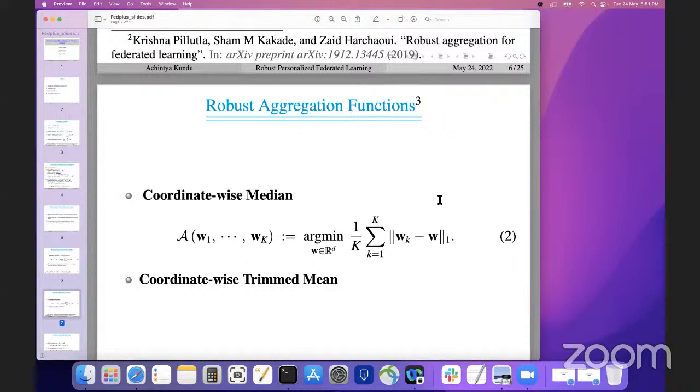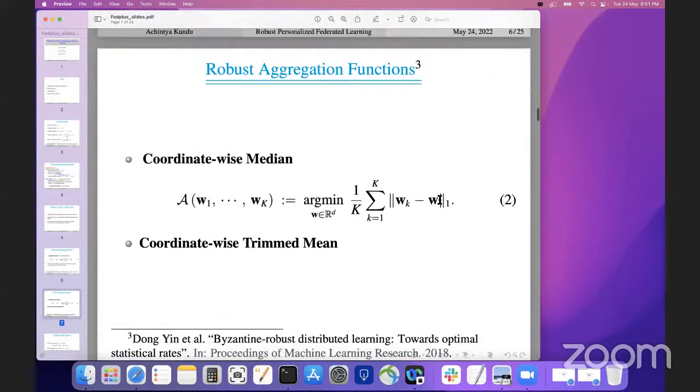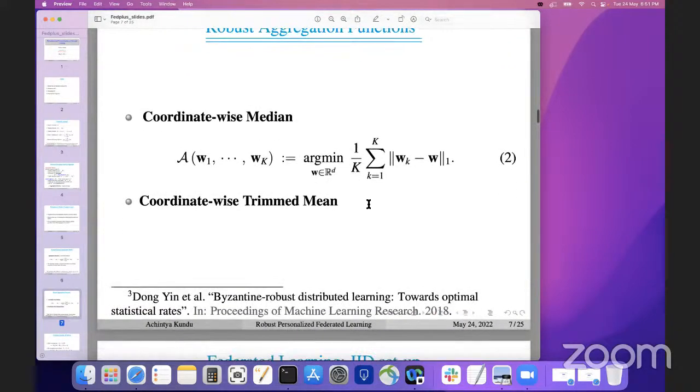I'm not aware of how much robustness it provides, but this paper, using the coordinate-wise trimmed mean as a measure of robust aggregation, tries to prove convergence. It will of course depend on how much you are trimming.